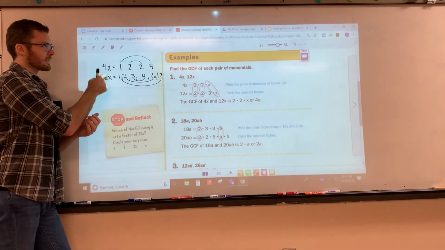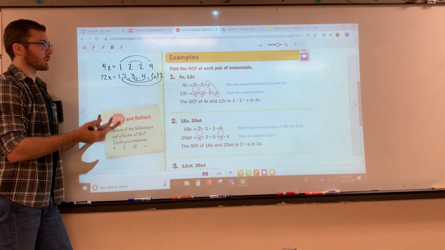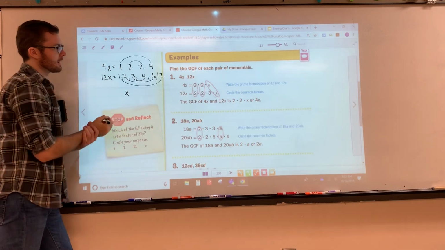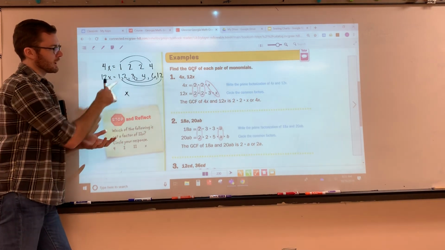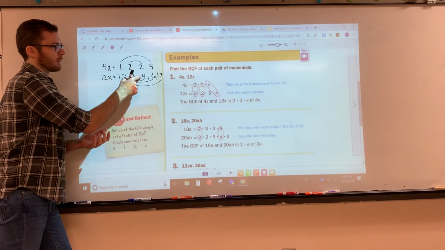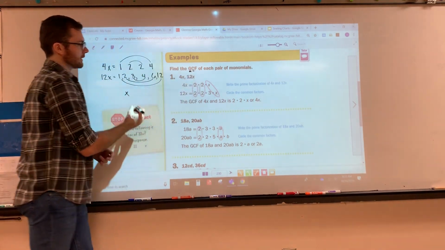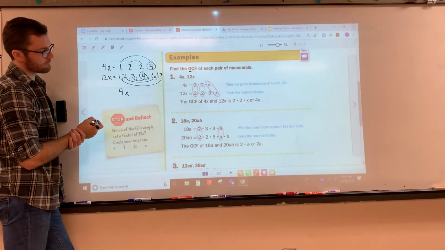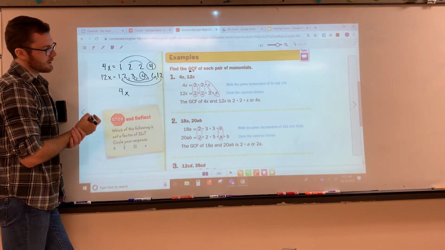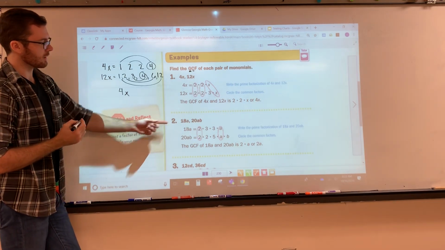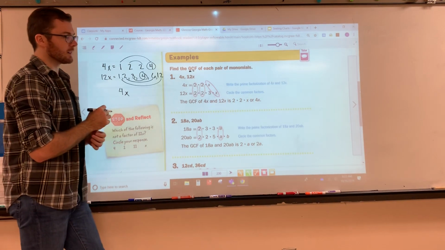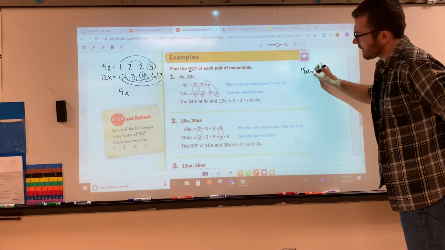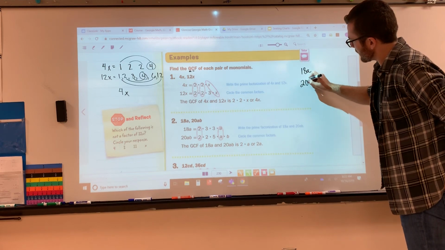And they both have an x. So remember, we're looking for things that they have in common. That's the common. So they both have an x, so I'm going to keep that. And the other thing that they have in common, well, they have 2 in common, and they also have 4 in common. We're looking for the greatest common factor, so I'm going to say 4. 4x is what they have. Okay? Let's try that out with 2. I have 18a, and I'm going to come over here so that there's space. I have 18a, and I have 20ab.